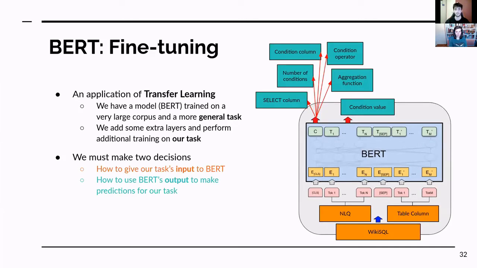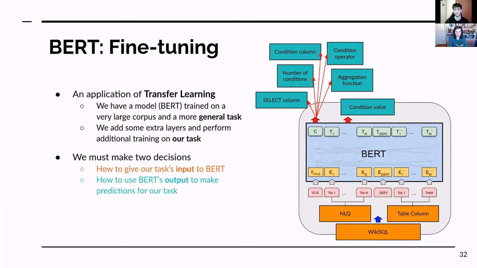So when we have a pre-trained model of BERT, we can then fine-tune it, which essentially means train it even further on the task that we want to solve by adding a few extra layers that can process BERT's outputs. And this essentially is an application of transfer learning.